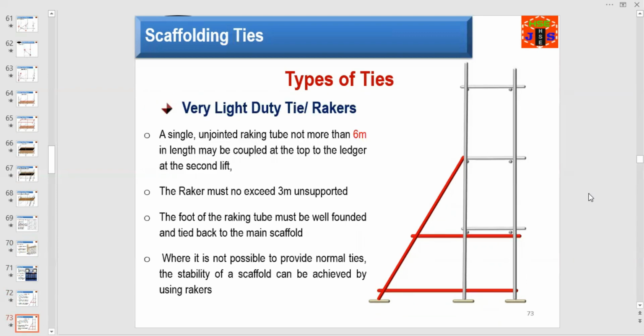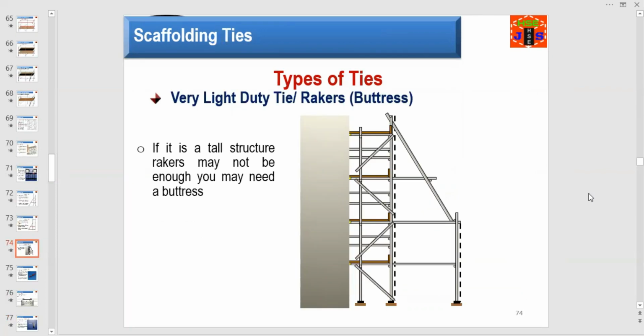A single unjointed raking tube not more than 6 meters in length may be coupled at the top to the ledger at the second lift. The raker must not exceed 3 meters unsupported. The foot of the raking tube must be well founded and tied back to the main scaffold. Where it is not possible to provide normal ties, the stability of the scaffold can be achieved by using rakers. If it is a tall structure, rakers may not be enough. You may need a buttress.